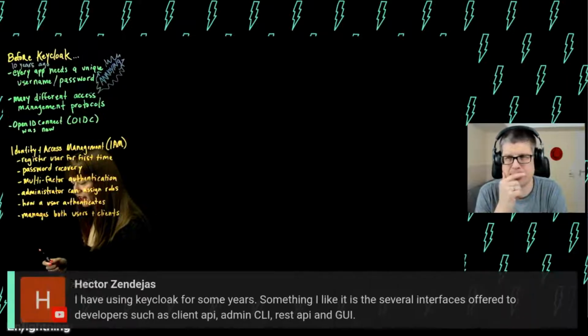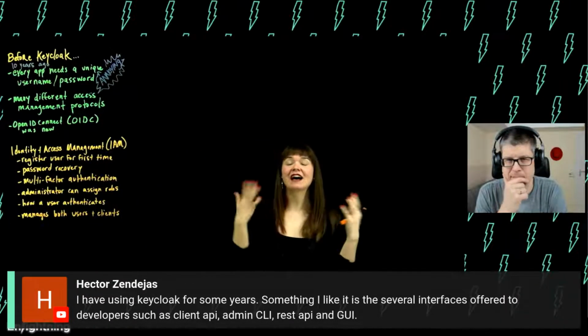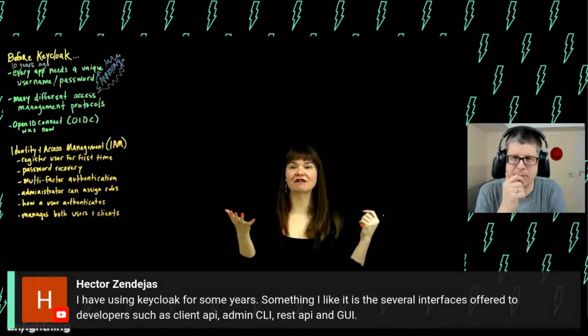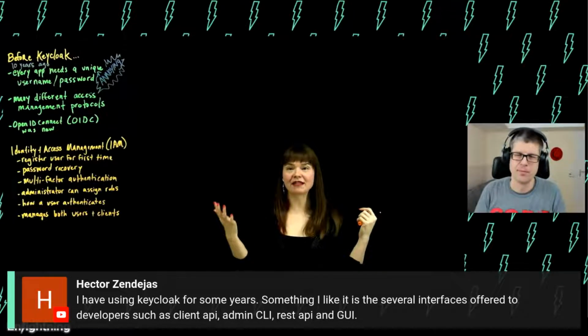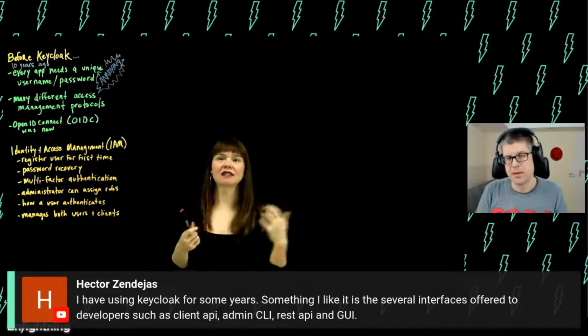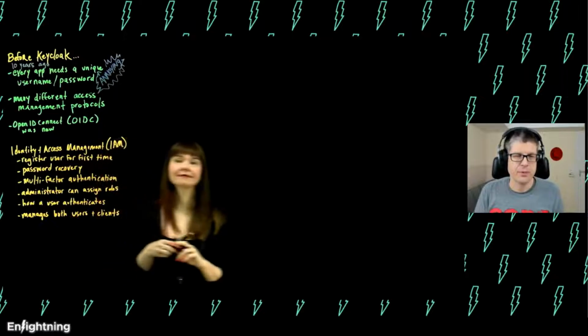Hector, I love that Hector responded to our question, which is, what is your role in your organization right now? Hector says they've been using Keycloak for some years. Something they like is several interfaces offered to developers, such as Client API, Admin CLI, REST API, and a GUI. That's great. Keycloak seems very developer focused. Yeah, and that's a very good summary of all the interfaces you have.